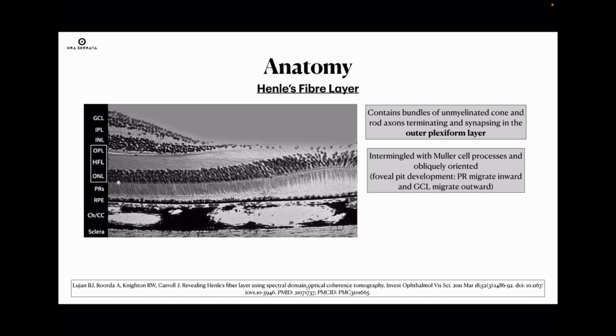These bundles of axons intermingle with the Mueller cell processes, and they are obliquely oriented at the region of the macula. And why does this happen? It happens due to the foveal pit development. During the foveal pit development, the photoreceptors migrate inward and the ganglion cell layer migrates outwards, thus forming this oblique orientation of the Henle fiber layer.